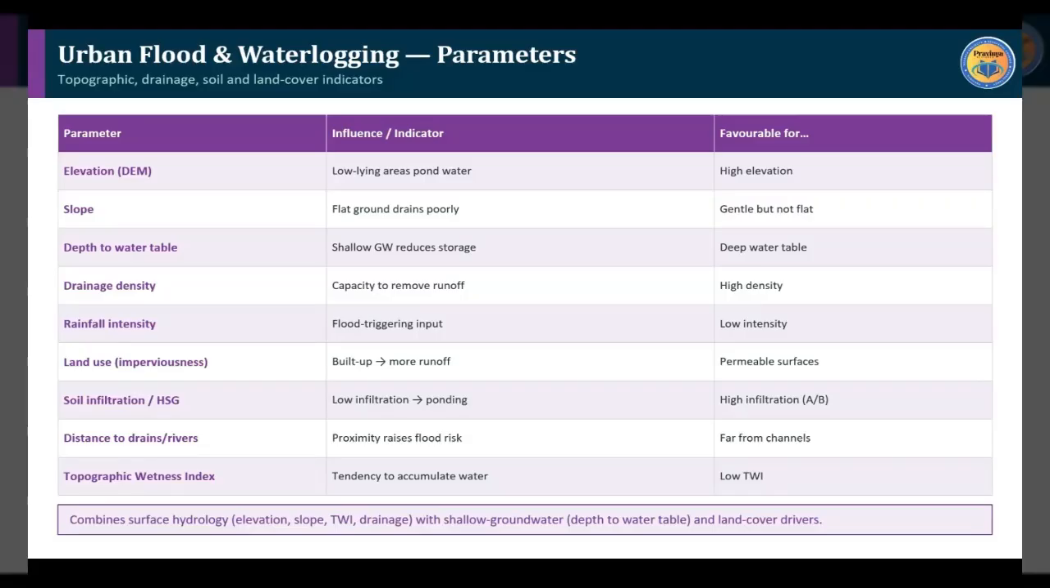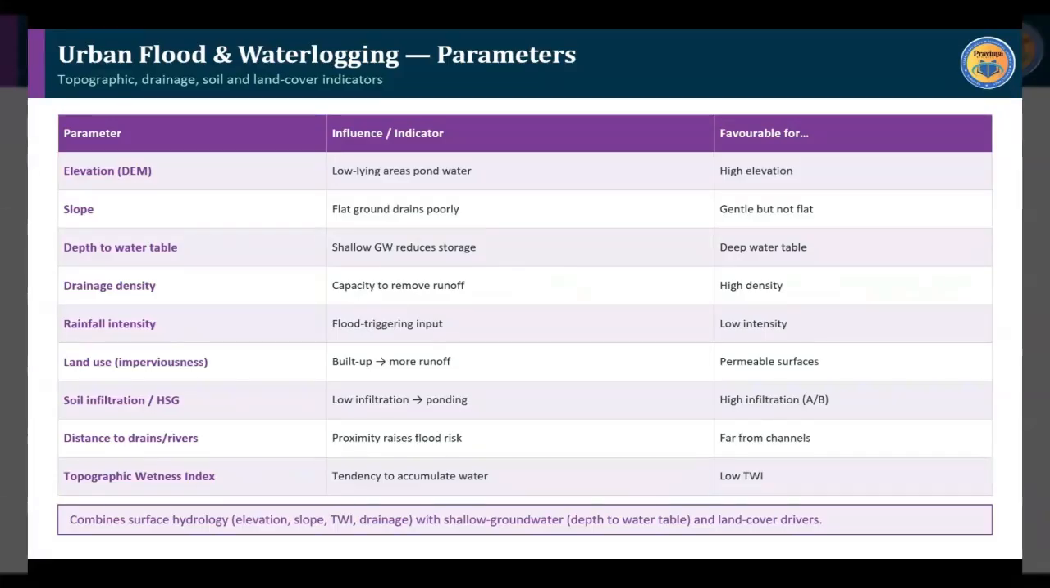Then if we talk about slope, flat terrains will drain very slowly, so water will sit there and pond. So very gentle or flat slopes are the most flood prone. Notice that this is the reverse of recharge mapping, where flat land was good. Same parameters but opposite meaning, because the question here is different.